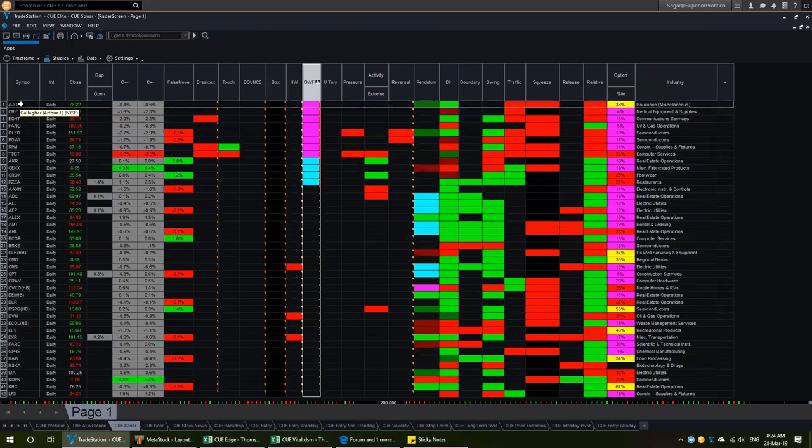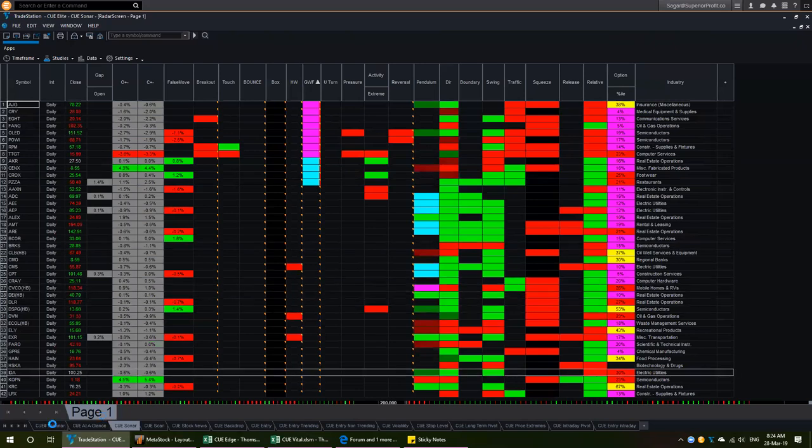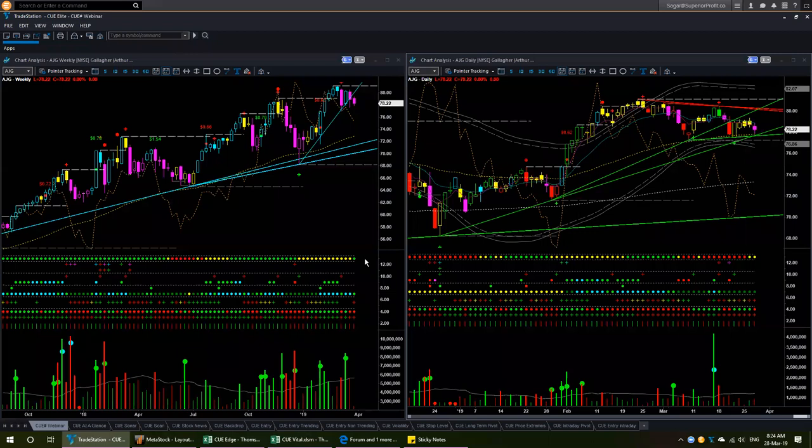All the tabs are linked. Workspaces are linked. So once I click on the stock, that will come into the chart template. AJG, it has memory support line. Though weekly is bearish, it has memory support in daily. Therefore, we are not going to take any long position.